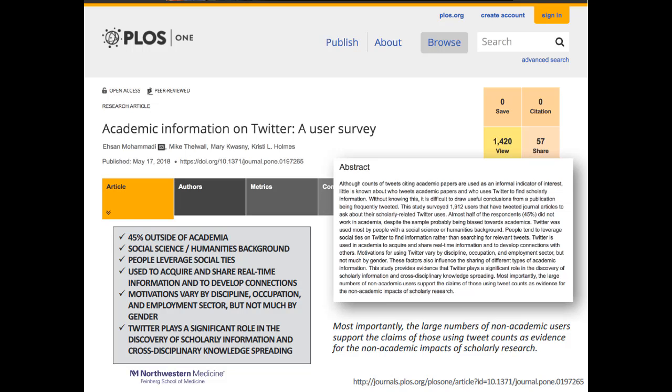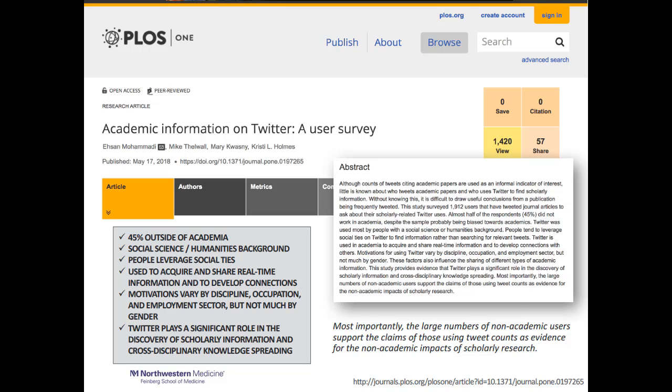So this paper just came out where we found, there's always been a lot of debate about social media. It's like, what does it matter? How much does a tweet count? So we decided to ask people who tweet about why they are communicating scholarly information. We found that half of the people that communicate scholarly information actually aren't in academia. These are normal people who are reading and interested in scholarly information. Most of them come from the social science and humanities background, and they use Twitter by leveraging their social ties.